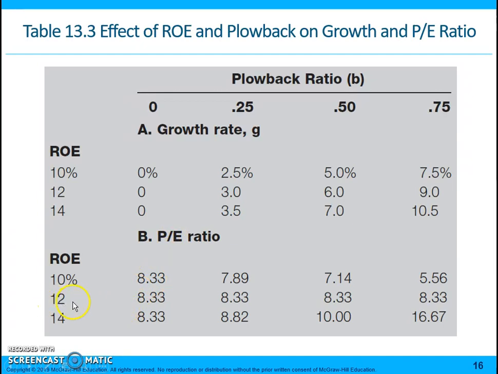If we go to 12%, it doesn't matter whether the company reinvests or doesn't reinvest, because the ROE is equal to the required rate of return. So the PE ratio is going to remain the same no matter what they do. However, if the ROE on those projects is greater, the more we reinvest, the higher that PE should be.